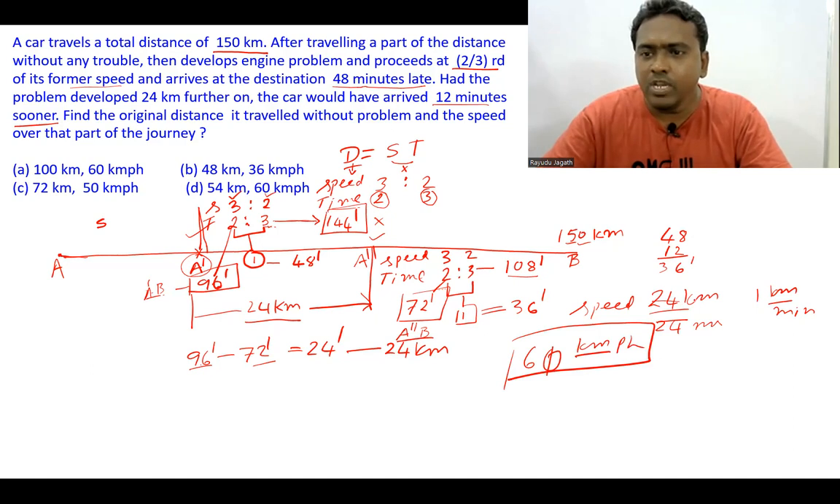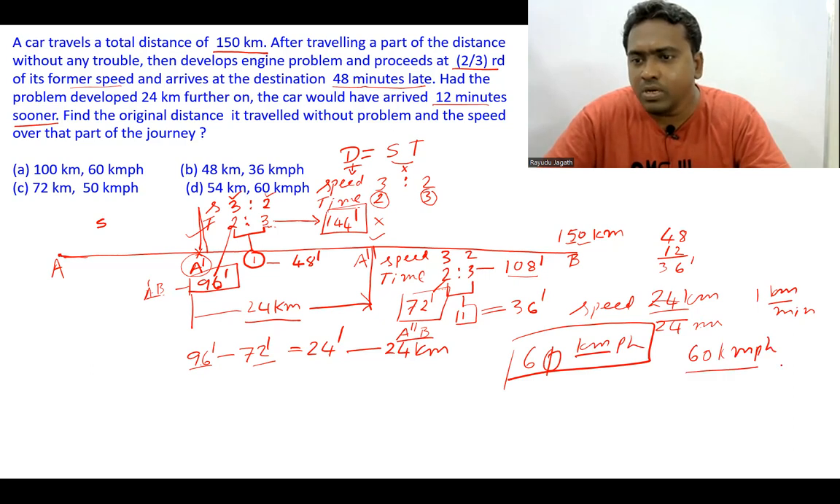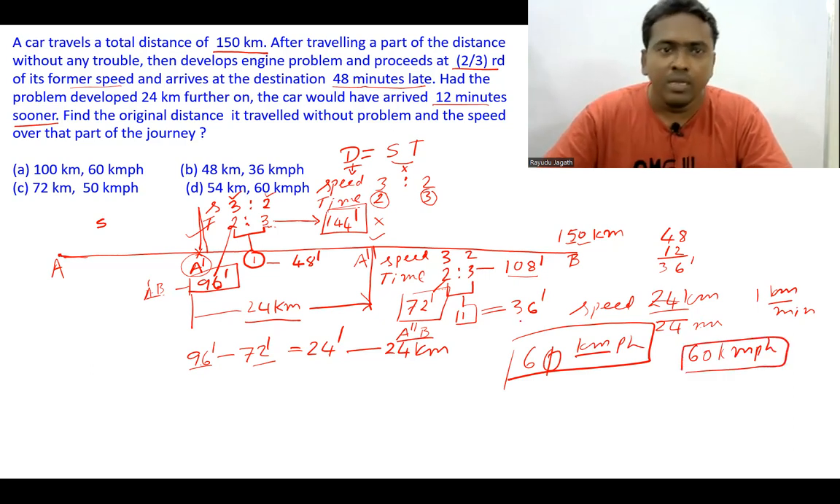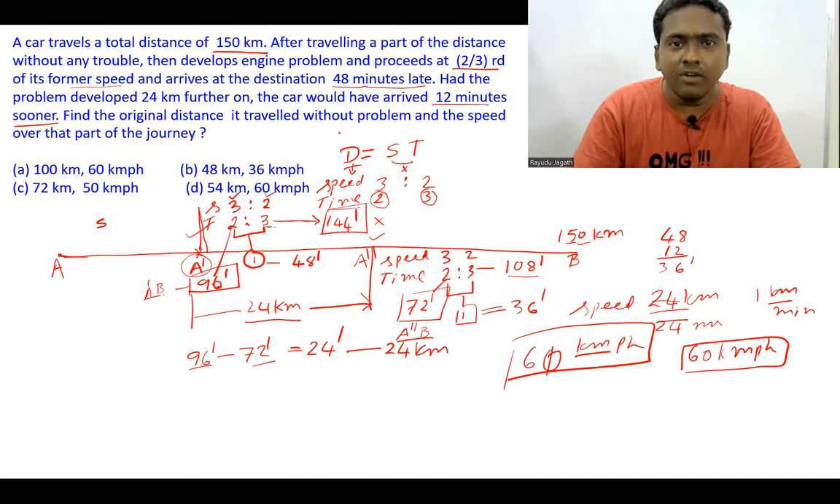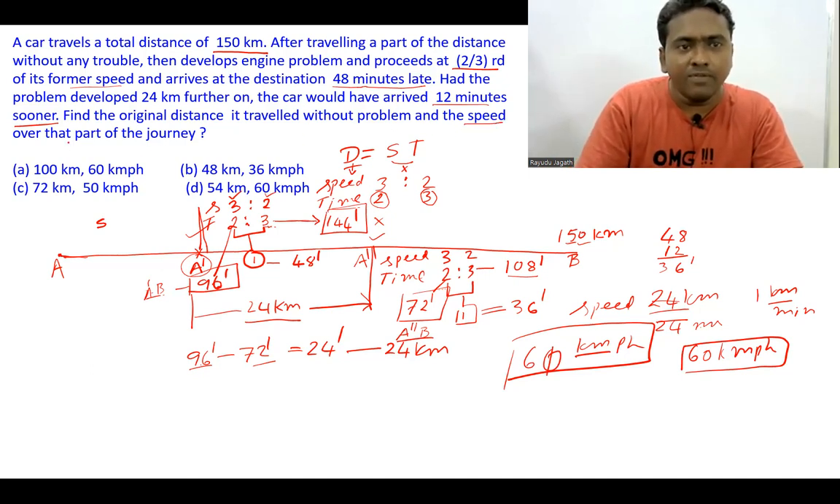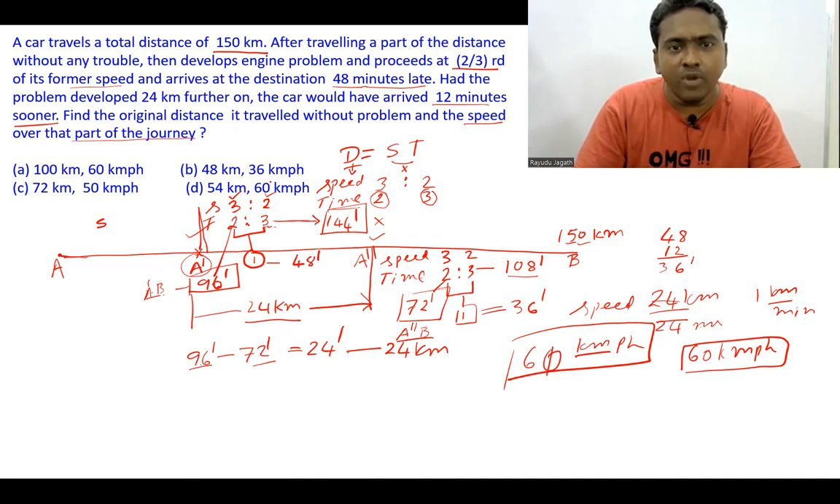I repeat, 24 kilometers are covered in 24 minutes. 60 kilometers will be covered in 60 minutes. 60 minutes is nothing but 1 hour. Therefore, directly you can write 60 kilometers per hour as the scheduled, actual speed of the car. That is, find the original distance it traveled without any problem and the speed over that part of the journey. Speed over that part of the journey is 60 kilometers per hour. Therefore, the answer to the second part is 60 kilometers per hour.